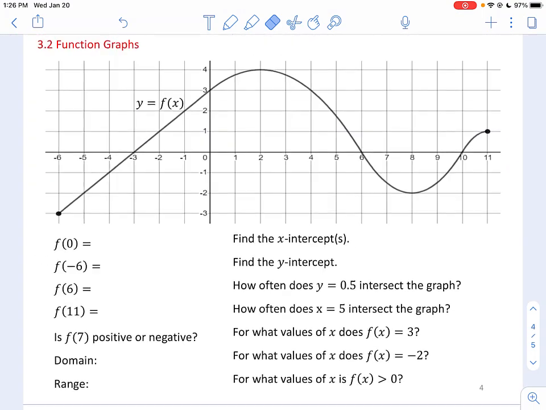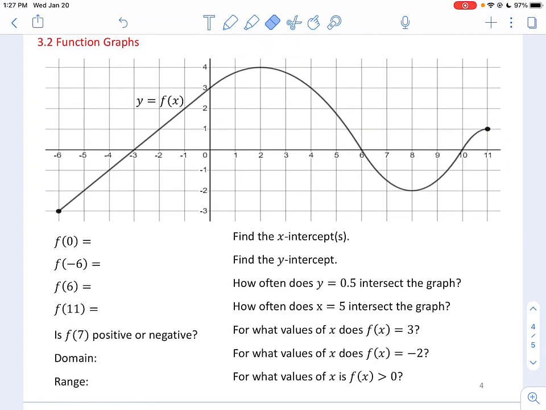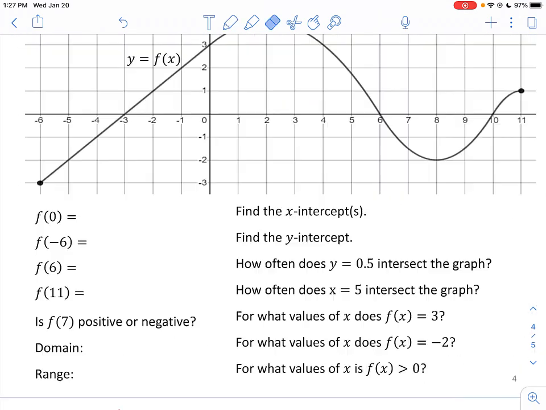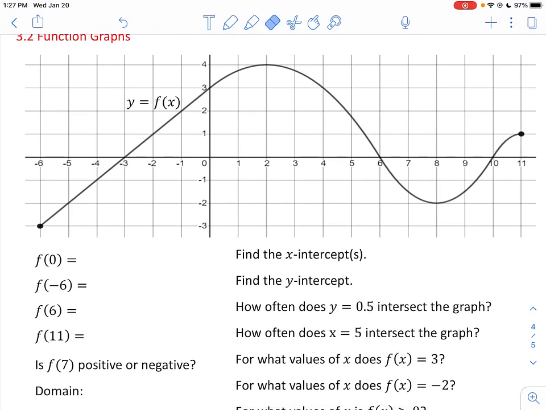So here's a graph of a function, y equals f of x, and we are going to answer some questions about it based off the image. Notice this does pass the vertical line test, so this is a function of x. Okay, so whatever this function is, when you see f of 0, it means what is the output when the input is 0?